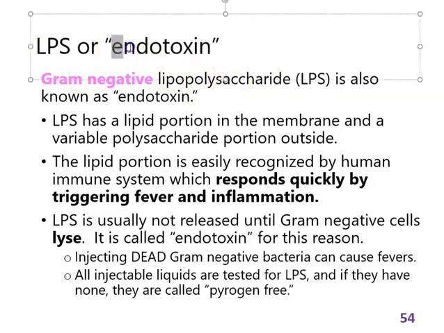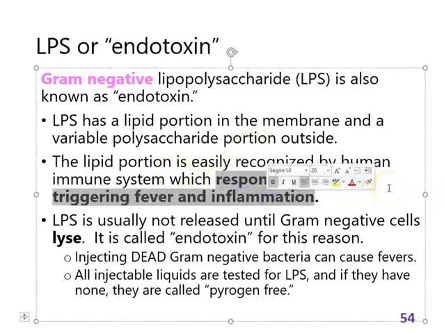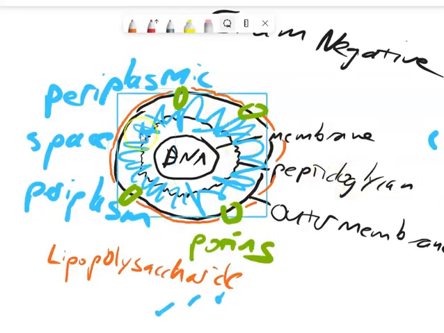Lipopolysaccharide is also known as endotoxin, and that's because it is detected by our immune systems, and the immune system responds quickly by triggering fever and inflammation. So that means that if this cell gets into your blood, and your immune system detects the lipids on the outside of a gram-negative cell, the immune system will respond very quickly with fever and inflammation. That's going to happen even if this cell is dead.